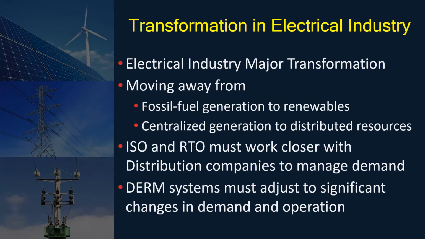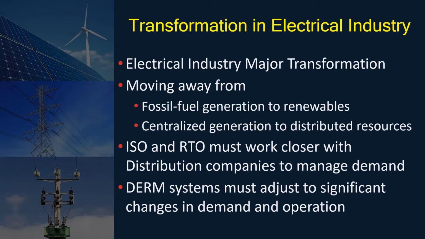The transformation that is occurring in the infrastructure and operation of the electrical industry is major. Most power utilities are moving away from fossil fuel generation to renewable systems. In addition, decentralization is occurring where resources are now smaller distributed generation. They can be fossil fuel or renewable. This is happening at the transmission and distribution side.